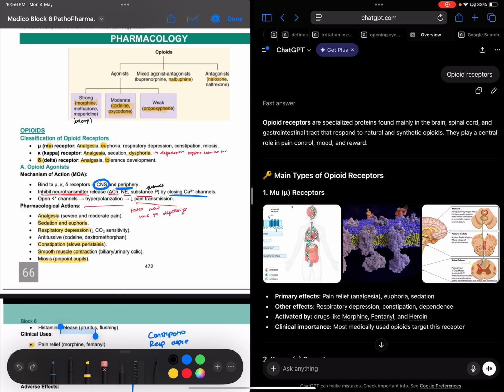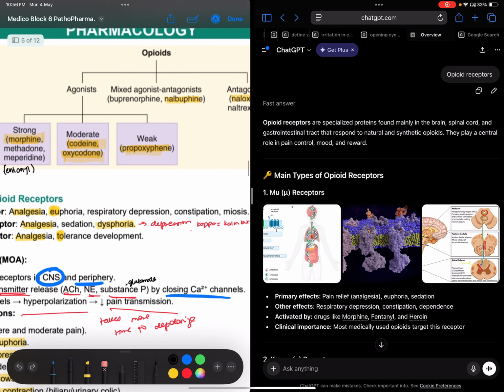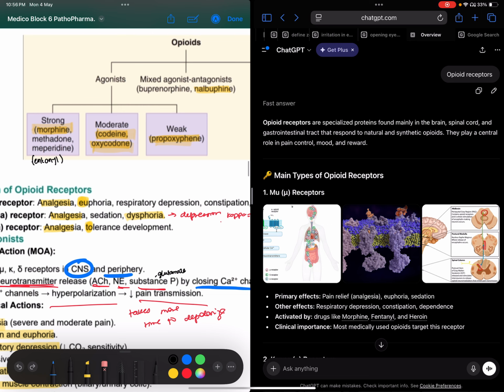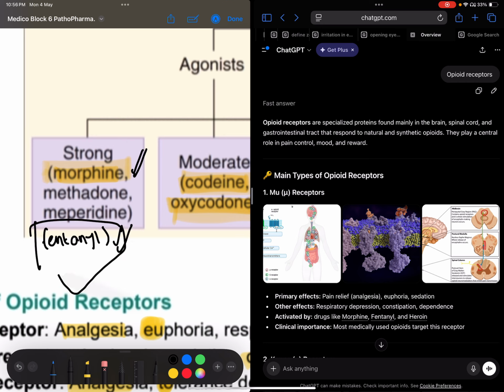They give analgesia. You have opioid agonists, you have mixed agonists and antagonists, and you have antagonists. When it comes to agonists, you have strong, moderate, and weak. Very important: one of the best pain relievers, or analgesics, is morphine. So always remember the word morphine. And you must have heard of fentanyl as well. Fentanyl is synthetic, made particularly in a lab. So that example you can learn as well.